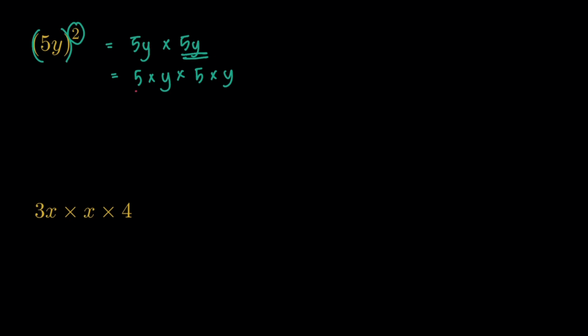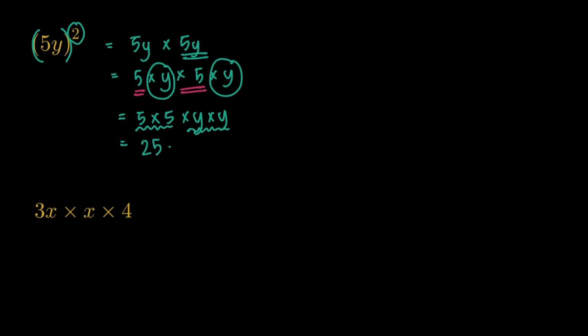I have the 5 and the 5 being timesed together, so I'm going to write them next to each other, 5 times 5, and times y, and times y. So write them next to each other so you can see it better. And 5 times 5 is 25. Y times y is y squared.